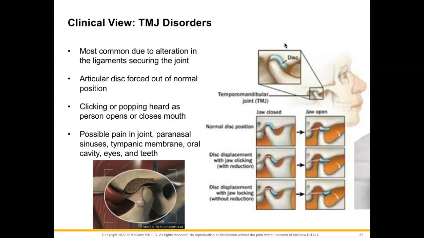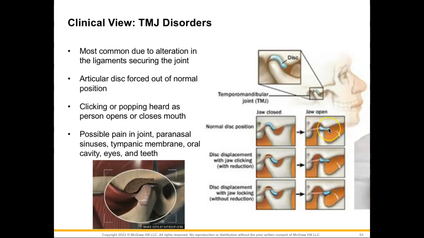And let's talk about some TMJ disorders as well. The most common is due to an alteration in those ligaments we talked about that help to secure the joint. And the articular disc can be forced out of its normal position. So I apologize, this image is a little bit blurry in here, but you could see the normal position in which this disc sits when the jaw is closed.